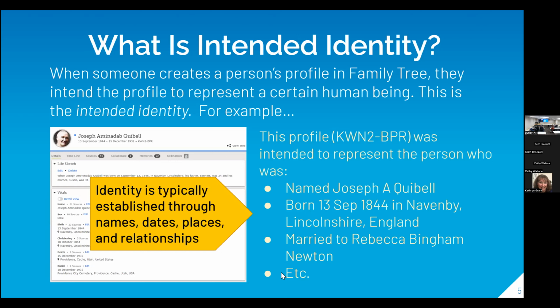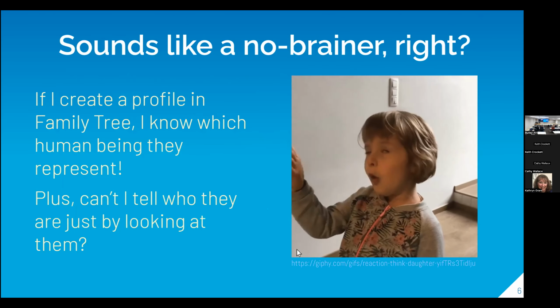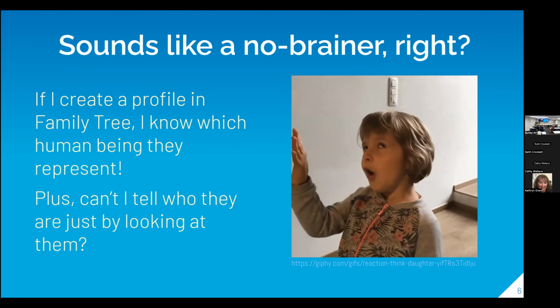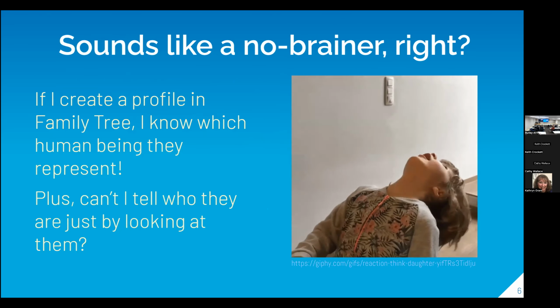What's interesting about that is identity is typically established through four things: names, dates, places, and relationships. And that's how we tell how a digital record or a paper record or whatever it may be of a human, that's how we tell which human it's talking about. Well, at this point, you might be going, duh, that sounds like a no-brainer. Because if I created the profile in Family Tree, obviously I know which human they represent. Plus, can't I tell just by looking at it? So what is the big deal?